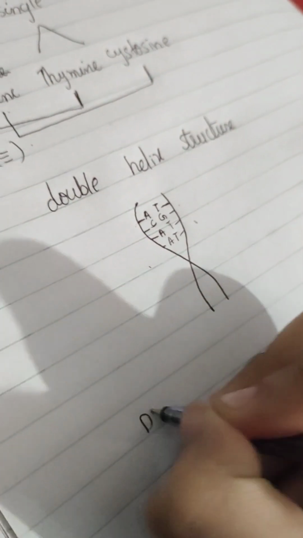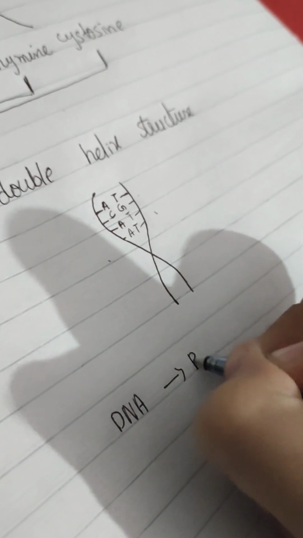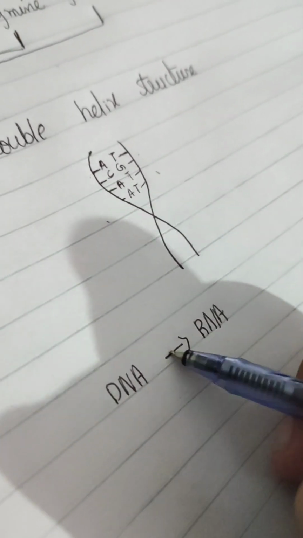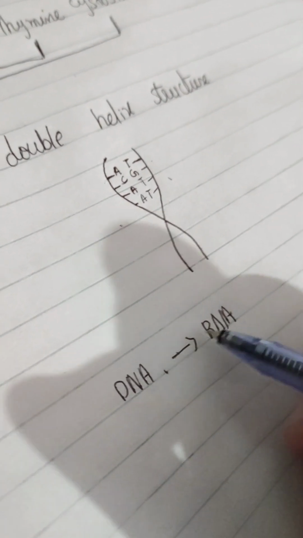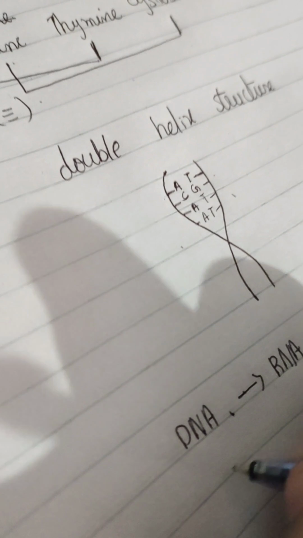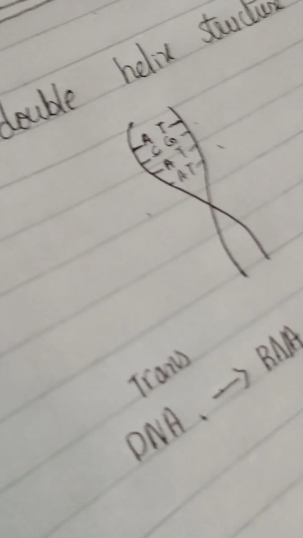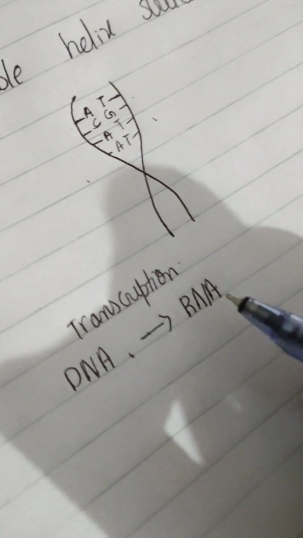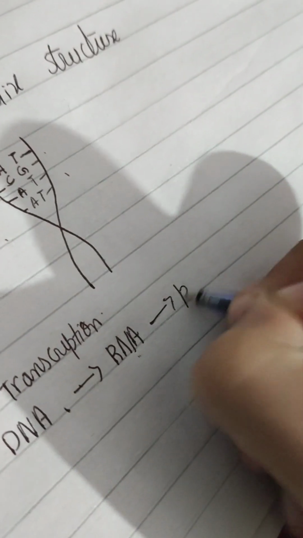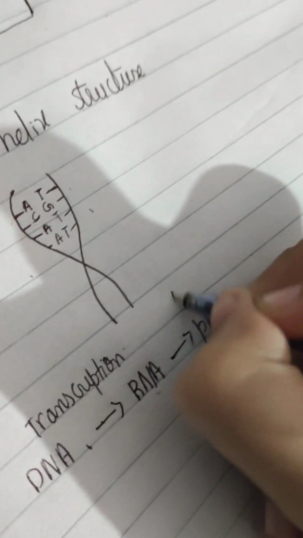So now let us discuss our main topic, the replication of DNA. I'm going to give a little bit more information first. From DNA to RNA, the process by which DNA makes RNA is known as transcription. And the process by which RNA makes protein is known as translation.